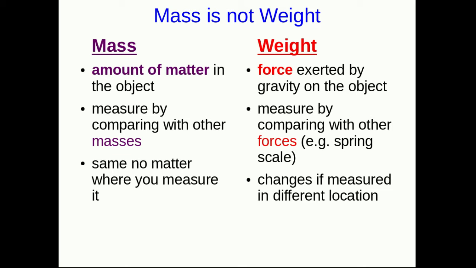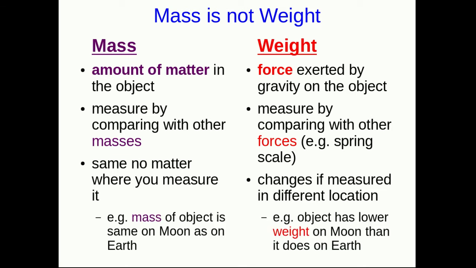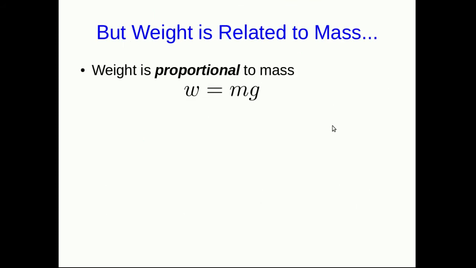Mass is the same no matter where you measure it, but the weight changes if you measure it in a different location. So for example, if you measure the mass of an object on Earth and take it to the moon and measure it again, it'll be the same there, but you'll find that its weight is smaller on the moon than it is on Earth. But part of the reason for the confusion is probably that weight and mass are closely related to each other. It turns out that weight is proportional to mass, so we calculate a weight, W, from a mass by mg.